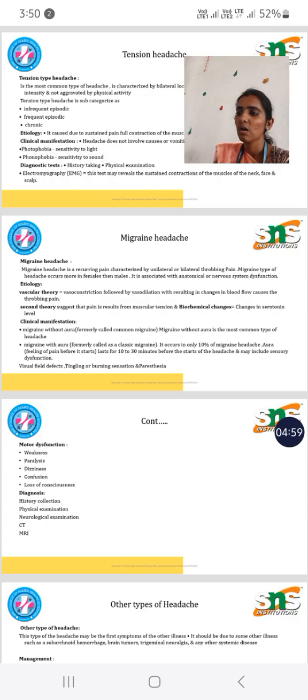Cluster headaches are unilateral and come in clusters of 1 to 8 daily, with pain localized to the area of the eye and orbit and radiating to the facial and temporal regions.